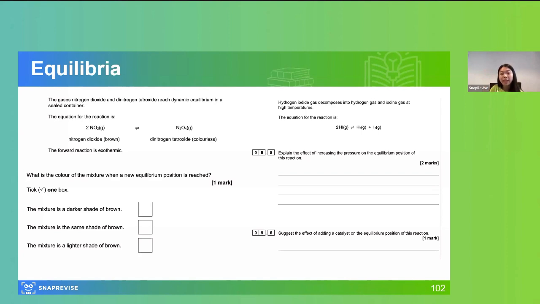Final question, effect of adding a catalyst. I have said that adding a catalyst does increase the rate of reaction. However, I never said it affected anything on equilibrium position. I told you that in equilibrium and in a reversible reaction, rate of reaction is the same forwards and backwards. Therefore, adding a catalyst will not affect the equilibrium position. This is a bit of a cheeky question, and sometimes they do ask you this.